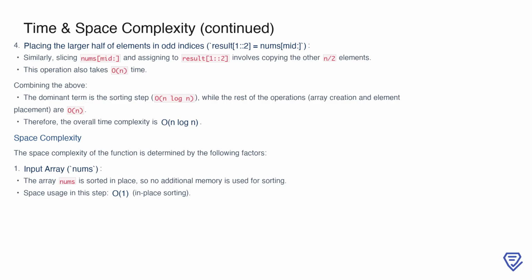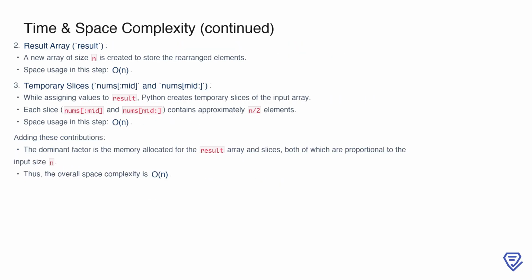Moving on to space complexity, the memory usage is determined by the operations performed during the function. First, the input array nums is sorted in place, which means no additional memory is allocated for sorting. This results in a space complexity of O(1) for the sorting step. Now, let's consider the space used for the result array. A new array of size n is created to store the rearranged elements, contributing O(n) to the space complexity.